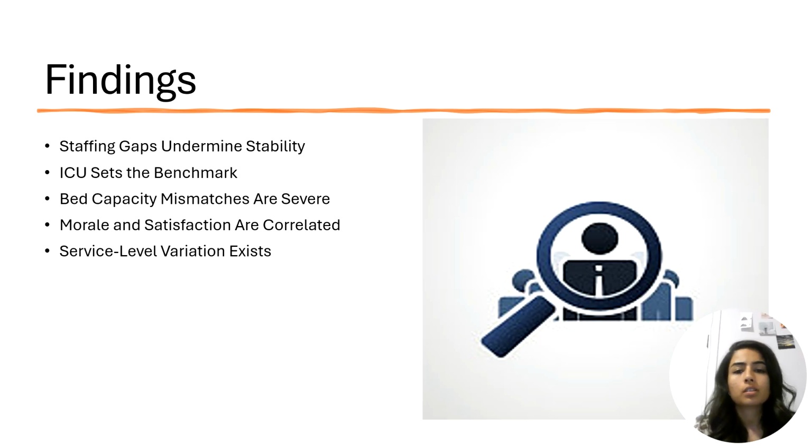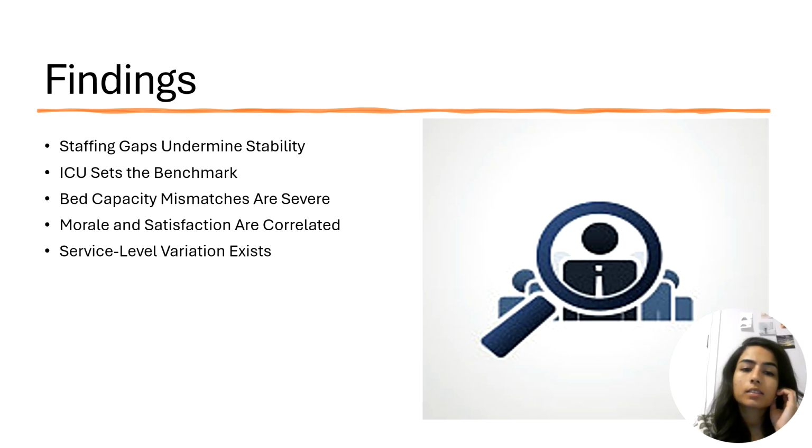First, the staffing gaps are creating instability in the high demand areas. For example, the emergency department shows an extremely high absence rate despite the high efficiency, which means that the staff are overworked and stretched thin. Second, the ICU sets the benchmark. It has strong efficiency, low absence rate, and consistently high satisfaction. They show what balanced staffing and resources can achieve.